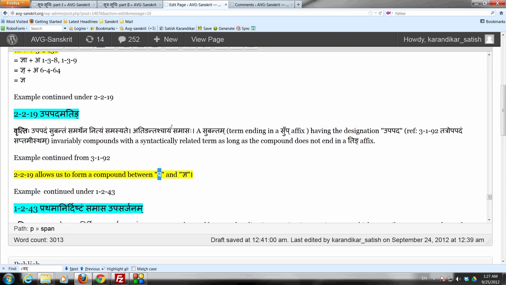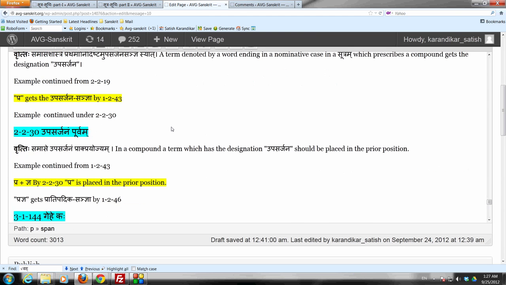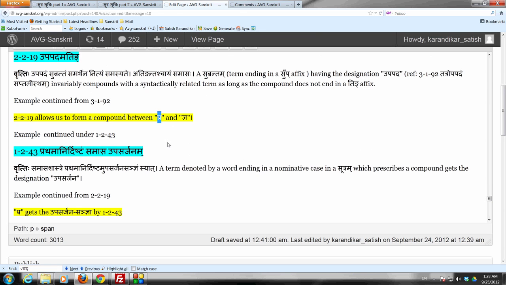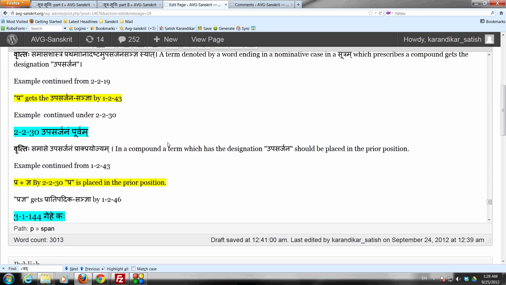So pra got the upasarjana sanya, and now with the help of this sutra upasarjanam purvam, we put that pra as the first member of the compound, and we derive the compound prajna. Pra is placed in the prior position. And this prajna is an adjective. It is declined in all three genders. If we use it in the pullinge, it will decline like Rama shabdaha: prajnaha, prajnyau, prajnyaha, and so on and so forth. So that finally completes the whole circle over here.